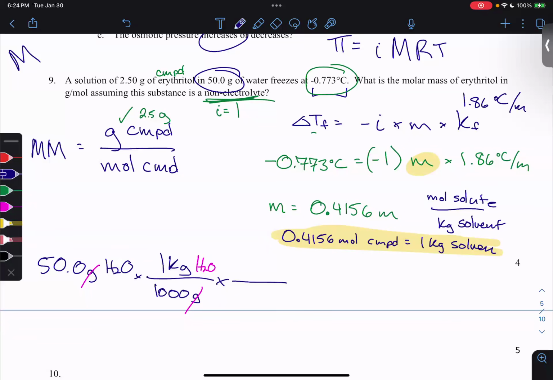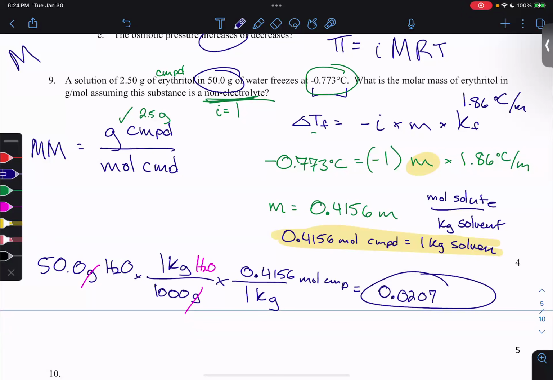This isn't something to memorize. Just look at the units themselves, right? Because you have to memorize enough things. So 0.4156 moles of compound goes up top. And this is the mole amount that's present in the solution. I have my key, I could write it out. I can stop being lazy. There is 0.02078 moles of compound present in that 50 gram sample of water, given this molality. So we just put that number in the denominator, divide, then you're done.